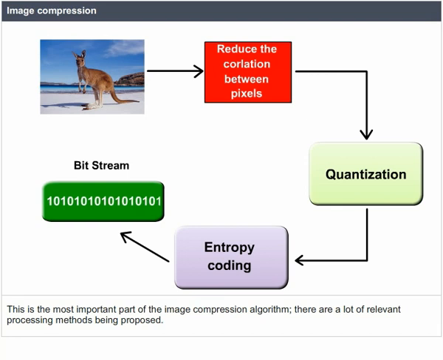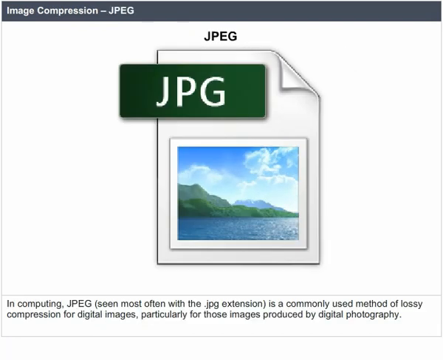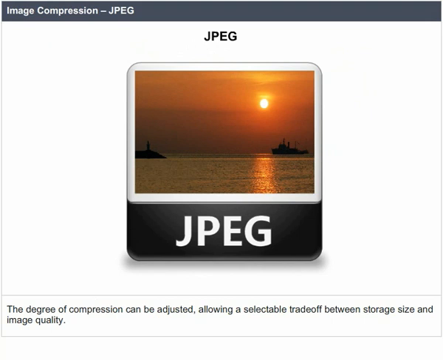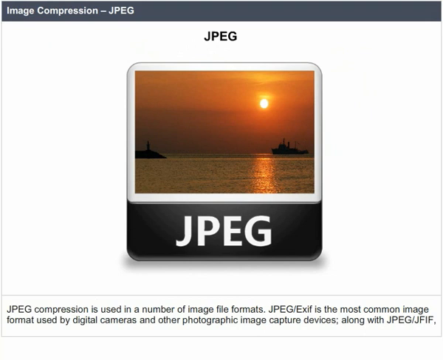Image compression, JPEG, seen most often with the .jpeg extension, is a commonly used method of lossy compression for digital images, particularly for those images produced by digital photography. The degree of compression can be adjusted, allowing a selectable trade-off between storage size and image quality. JPEG compression is used in a number of image file formats.